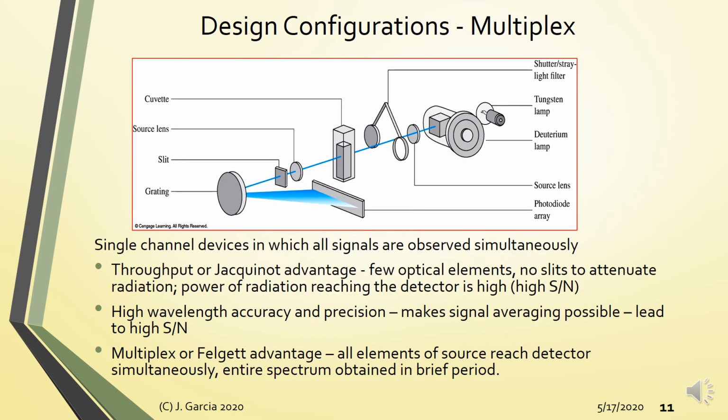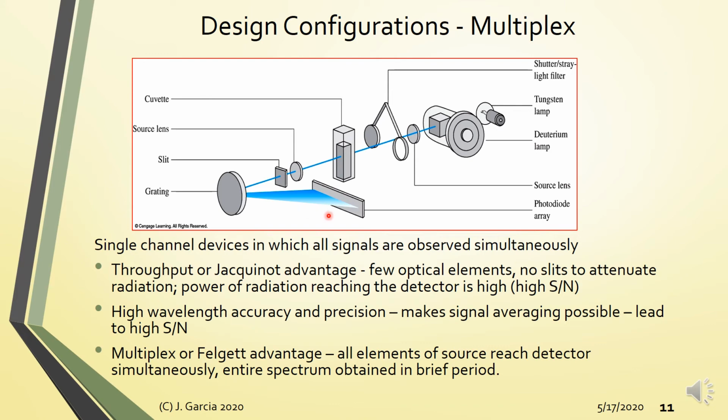So lastly, you have your multiplex design. Single channel devices in which all signals are observed simultaneously. This is possible with the use of detectors such as photodiode array or charge-coupled devices, which are capable of recording simultaneously the data or the information from all wavelengths coming from the instrument, from the sample.